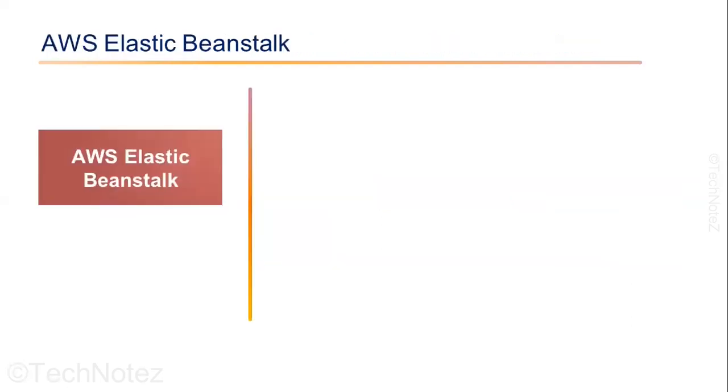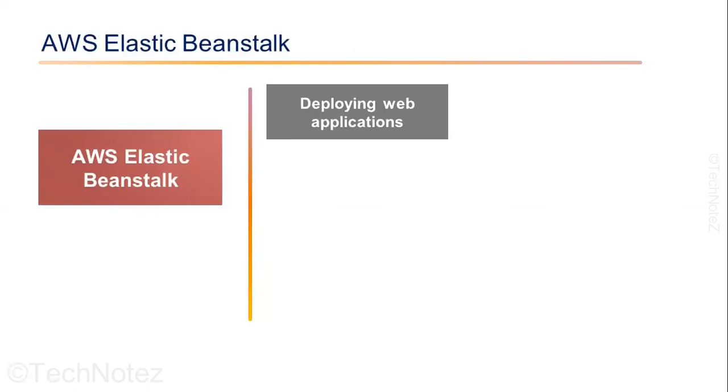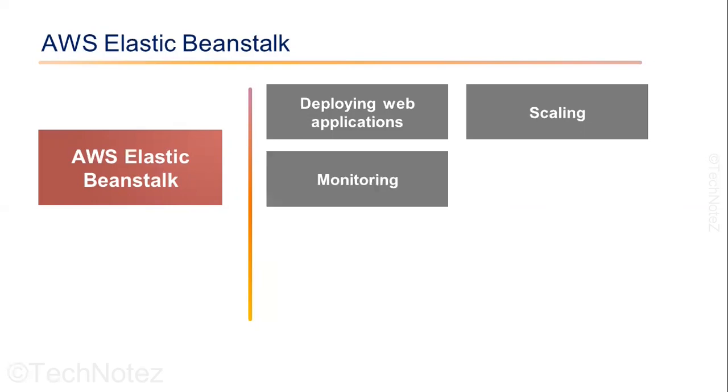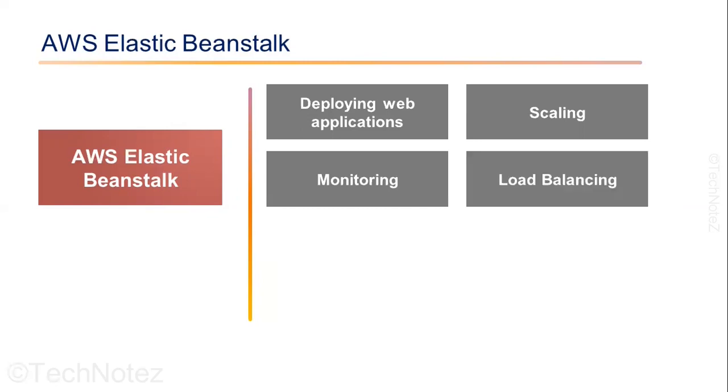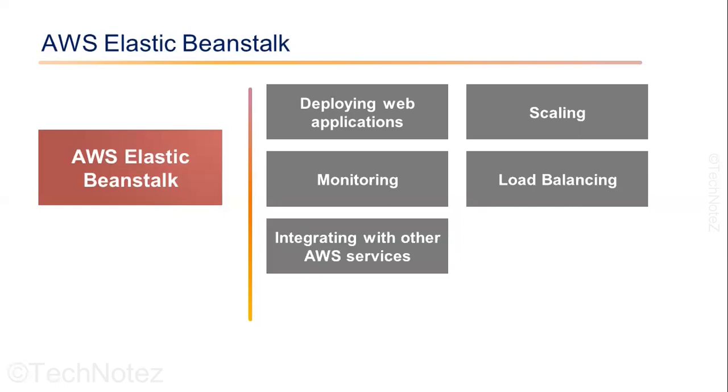AWS Elastic Beanstalk can be used for a variety of purposes that include deploying web applications. Developers can use Elastic Beanstalk to quickly deploy and run their web applications on the AWS platform. Scaling. Elastic Beanstalk can automatically scale your applications up or down based on the demand. Monitoring. Elastic Beanstalk provides monitoring and visibility for your application, including health status, request counts, and error rates. Load balancing. Elastic Beanstalk can automatically distribute the incoming traffic across multiple instances of your application for better performance and availability.